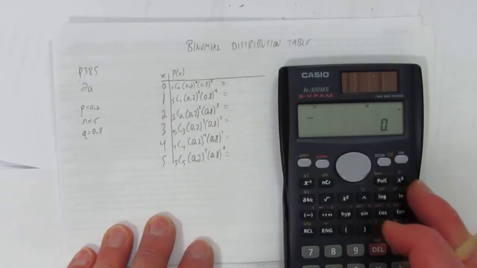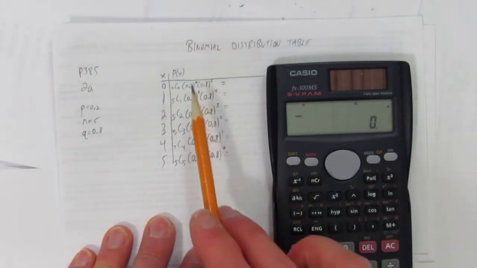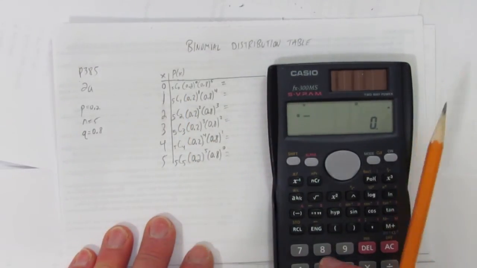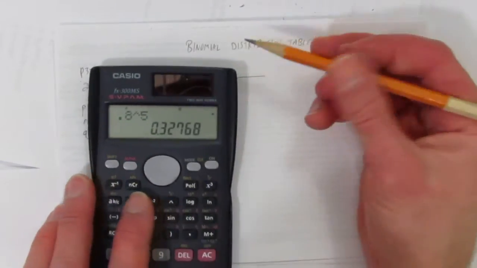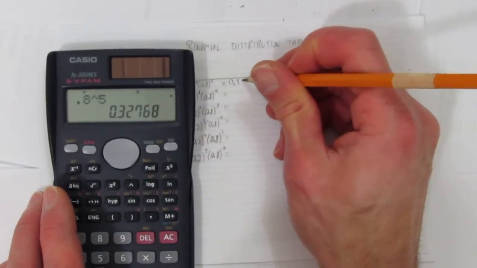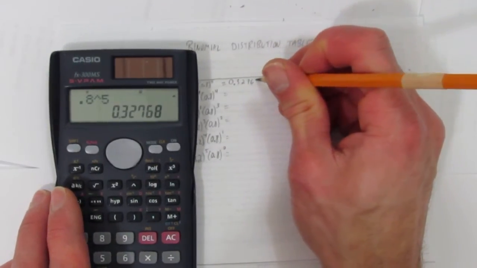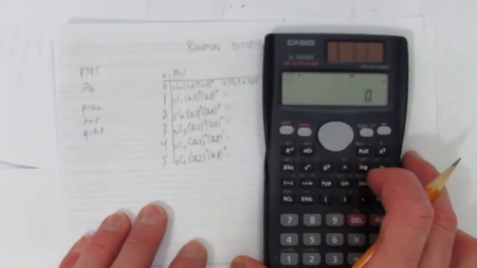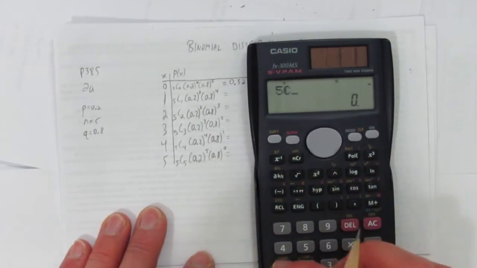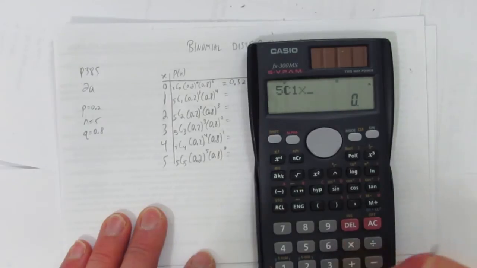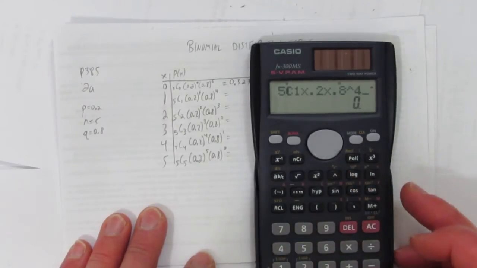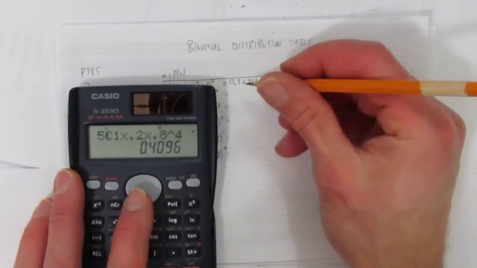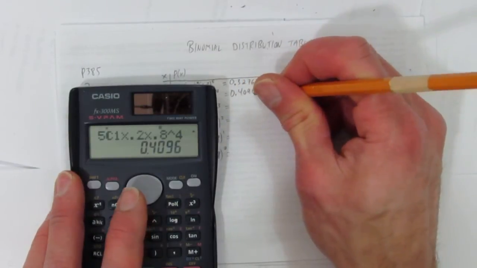What's 5 choose 0? I know what 5 choose 0 is. It's 1. I also know 0.2 to the power of 0 is 1. So really I'm just calculating 0.8 to the power of 5, which is, it's right over here, 0.32768. Okay. Next one. What's 5 choose 1? I know it's 5, but we'll type it in anyway. It's okay if you don't know it. Times 0.2 to the power of 1 times 0.8 to the power of 4. And we get 0.4096. Good so far.